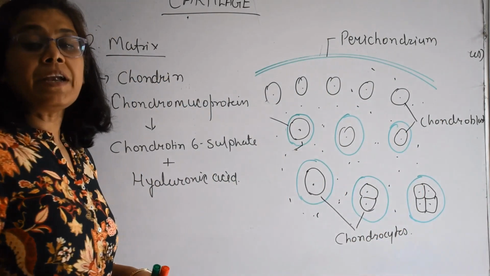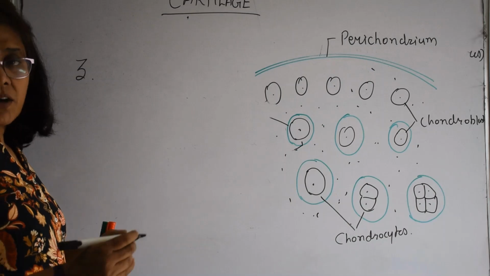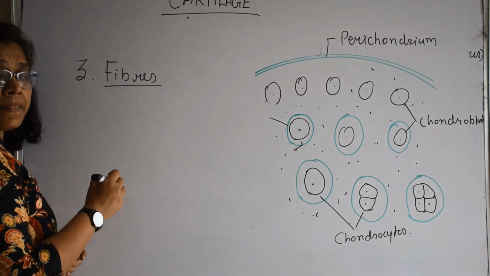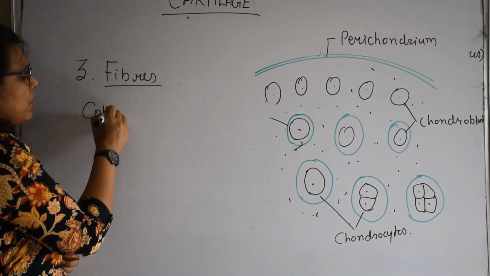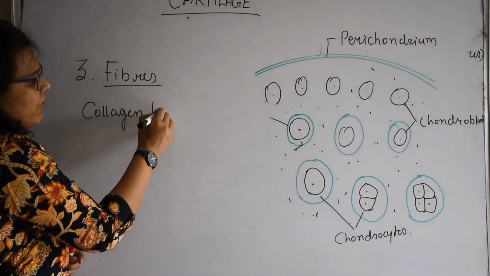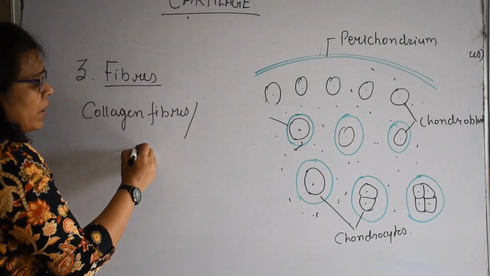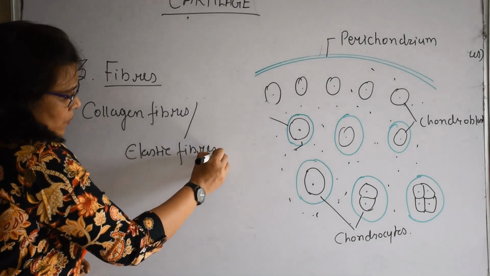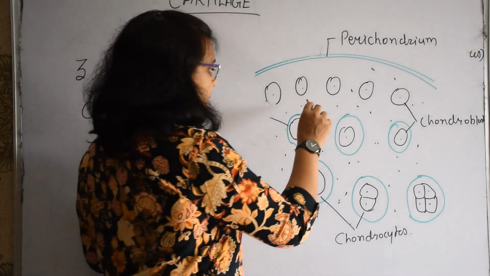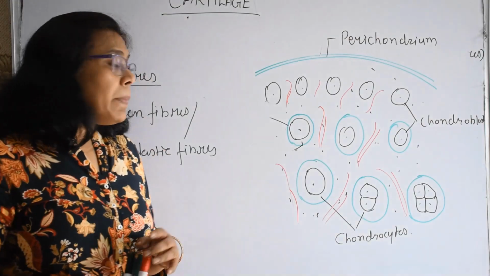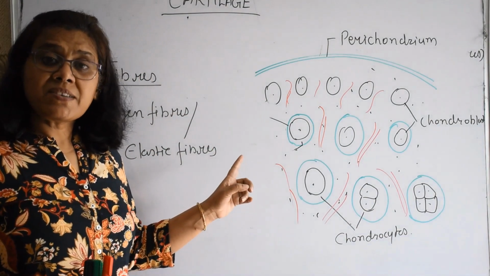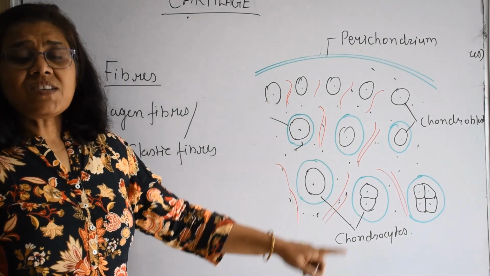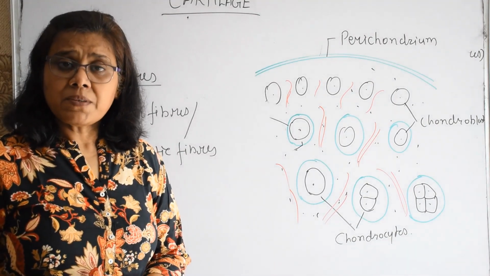Now the third component is fiber. Fibers are the third component, and they could be either collagen fibers or elastic fibers. Based on the types of fiber present in the cartilage, along with their proportion, cartilage is classified into 4 different types.